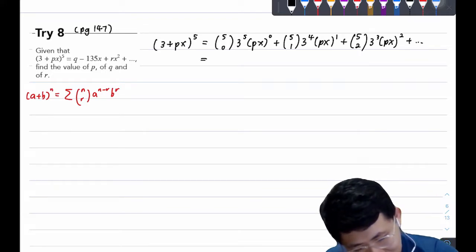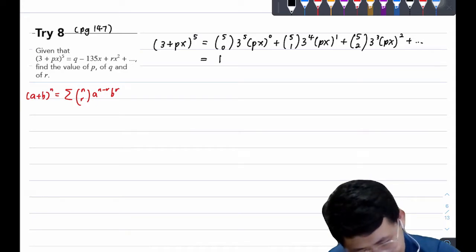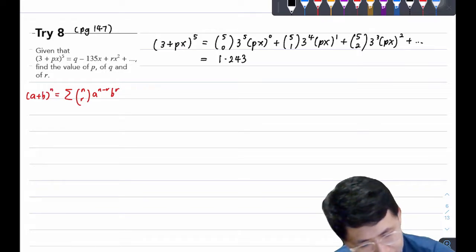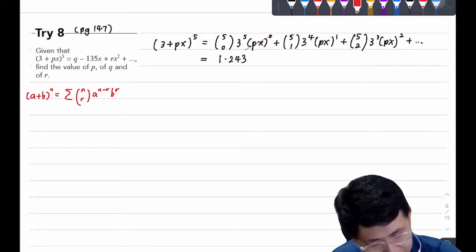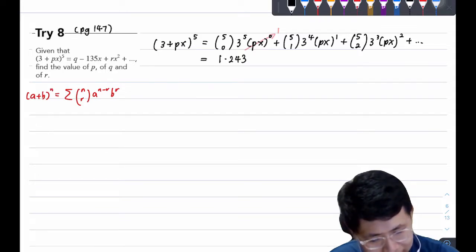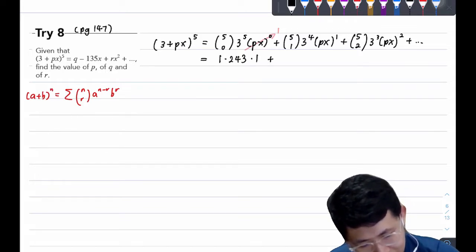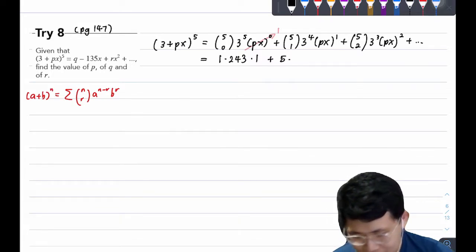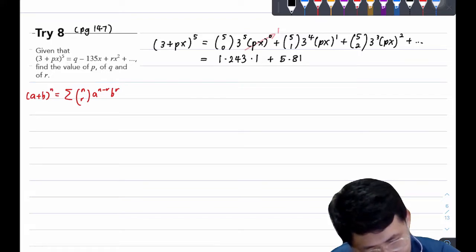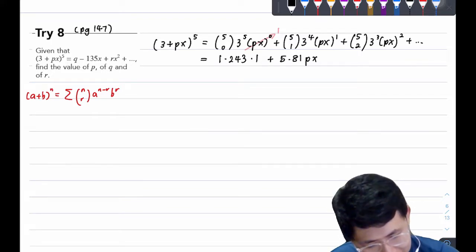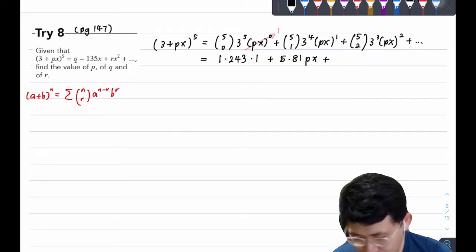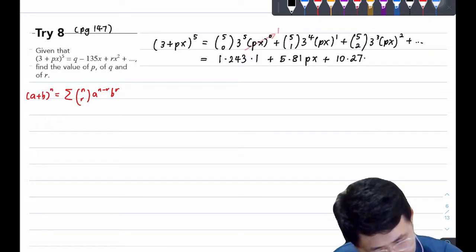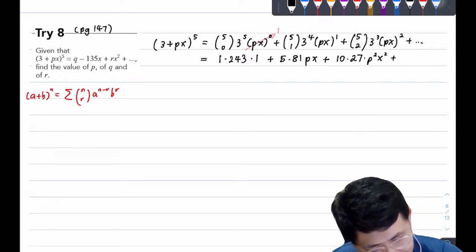Okay, so let us simplify this. 5 choose 0 is 1. 3 to the power of 5 is 243. And this term over here is equal to 1, so I'm just going to times 1. Now 5 choose 1 is 5. 3 to the power of 4, you can use a calculator, is going to be 81. So multiplied by px. Plus 5 choose 2, your calculator will tell you is 10. 3 cubed is 27. And then we have a p square x square. And so on and so forth.